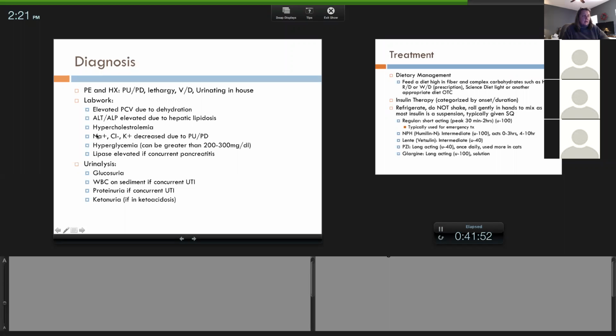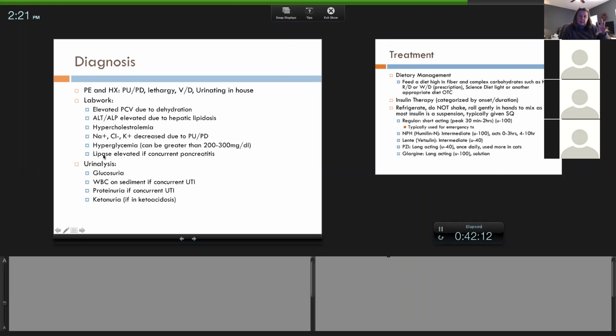Na is sodium, Cl is chloride, K is potassium. Sometimes those electrolytes are actually decreased because they're drinking so much, so they actually dilute out their electrolytes. And then lipase can be elevated.